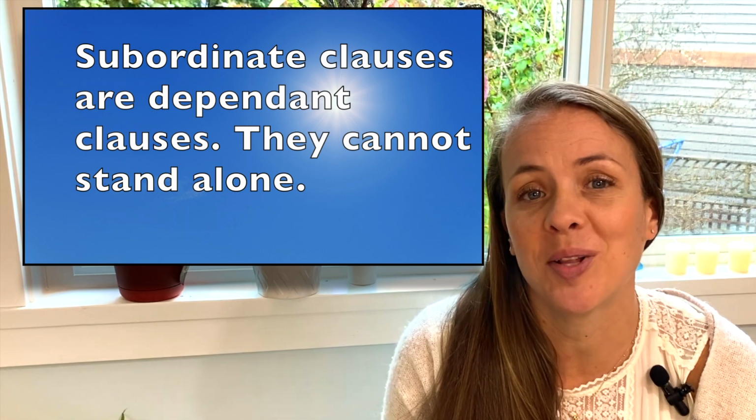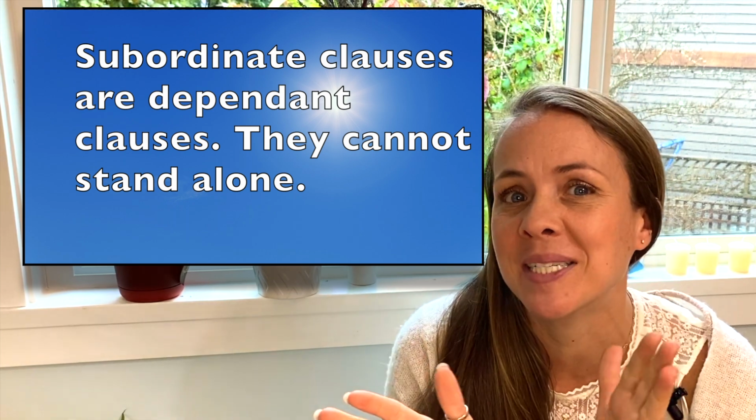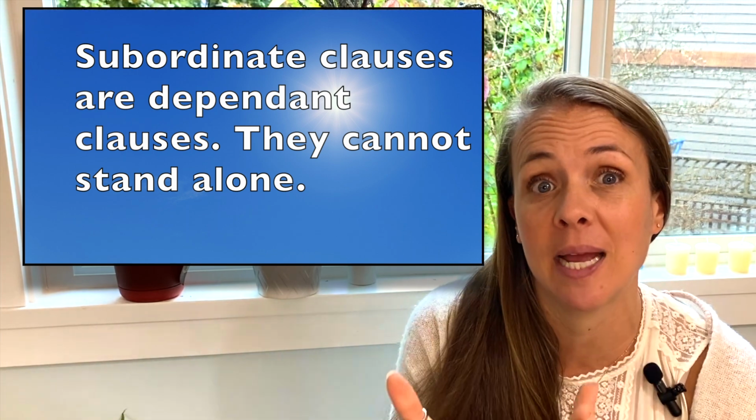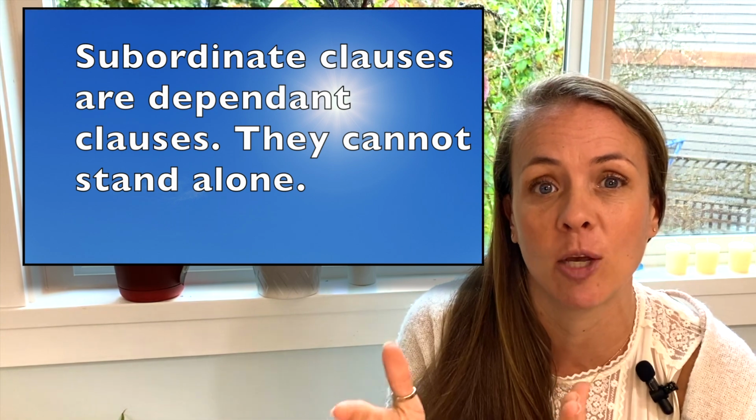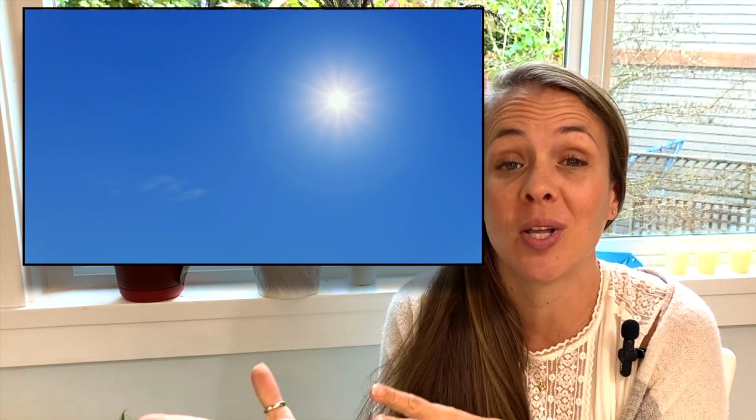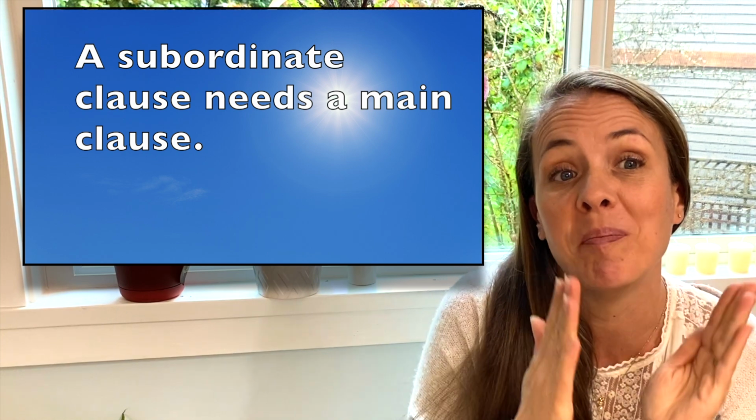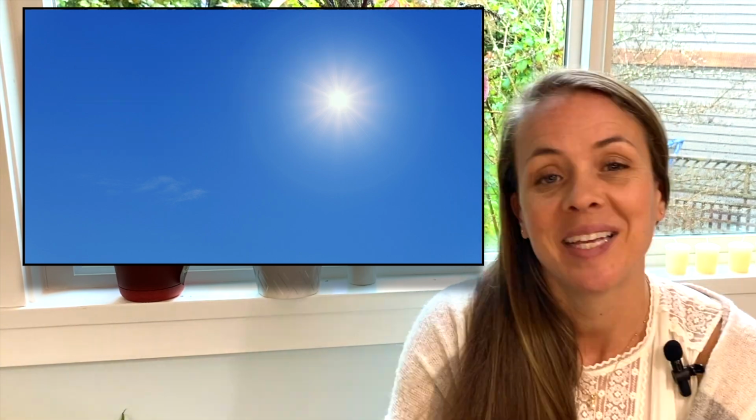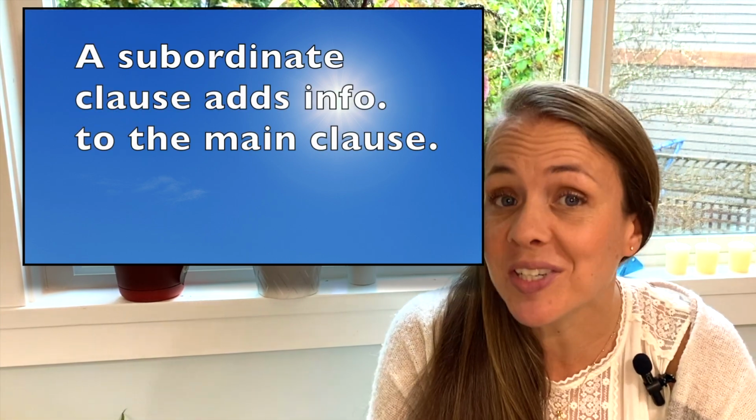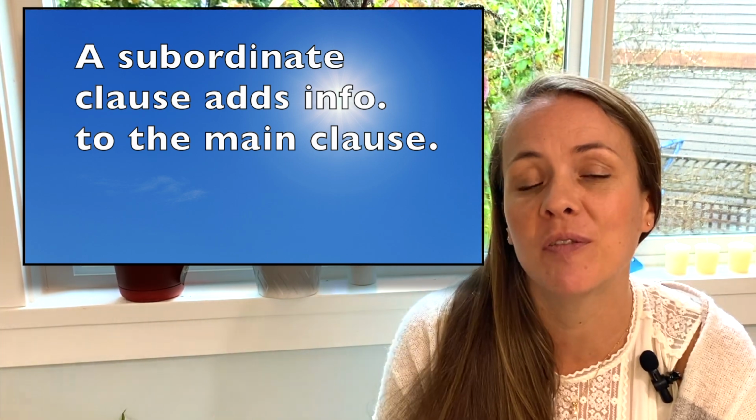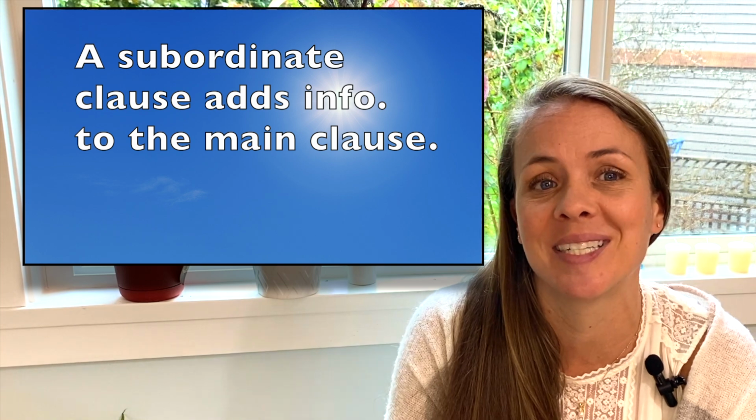So subordinate clauses are known as dependent clauses. Something that depends on something cannot stand alone. It can't be by itself. It has to hold on to something else. So a subordinate clause cannot exist by itself. It has to hold on to the main clause for its full meaning. And a subordinate clause functions to add additional meaning or information to the sentence.